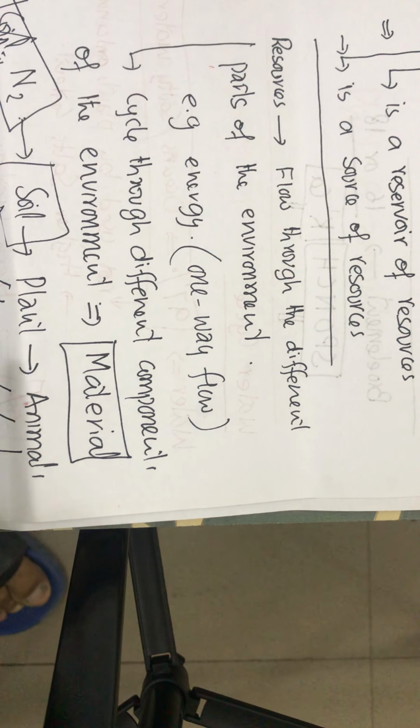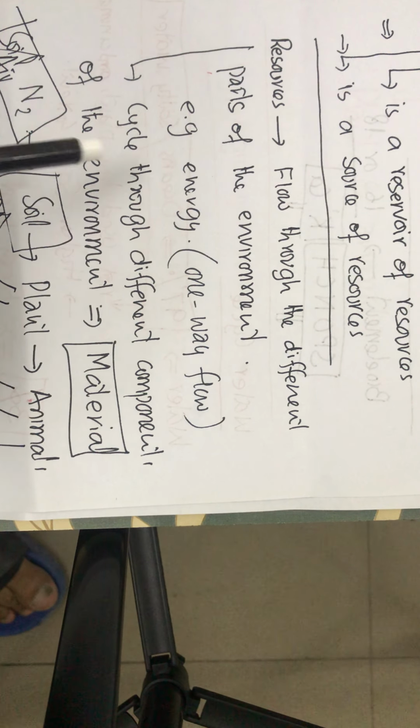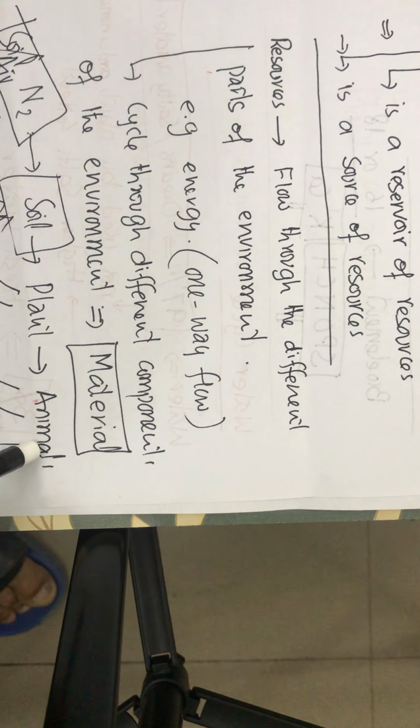But then the plants are eaten by the animals. So the nitrogen is present in the atmosphere, comes to the soil, from soil to plants, and from plants to animals.